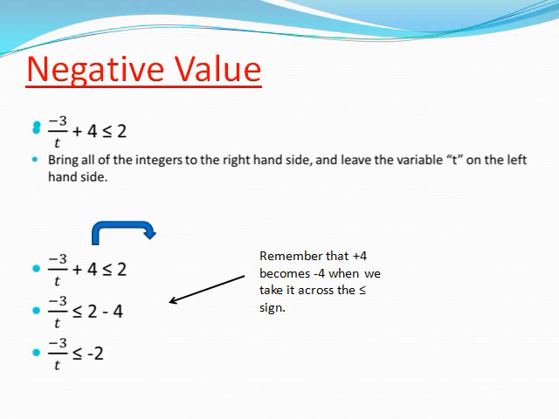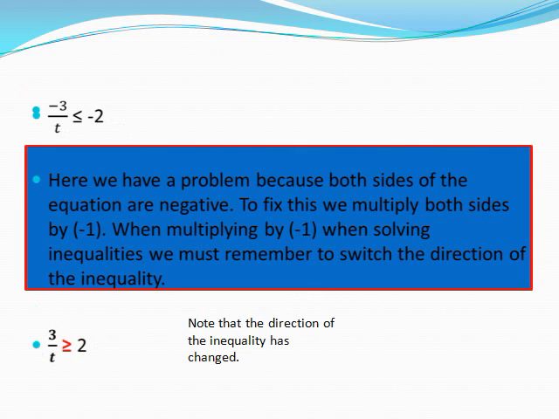Now we follow the exact same procedure for the negative value. Again, we bring all the integers to the right hand side and leave anything with the variable t on the left hand side. When we do this, we end up with minus 3 over t is less than or equal to minus 2. We never like having minuses on both sides of the equation, so we multiply both sides by minus 1. But remember, when you multiply by minus 1, you need to change the direction of the inequality sign. So minus 3 over t is less than or equal to minus 2 changes to 3 over t is greater than or equal to 2.